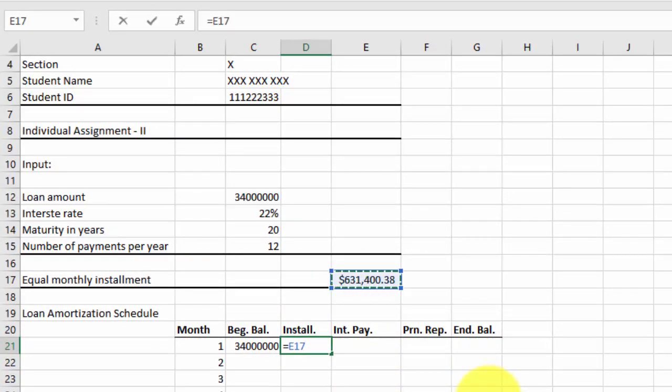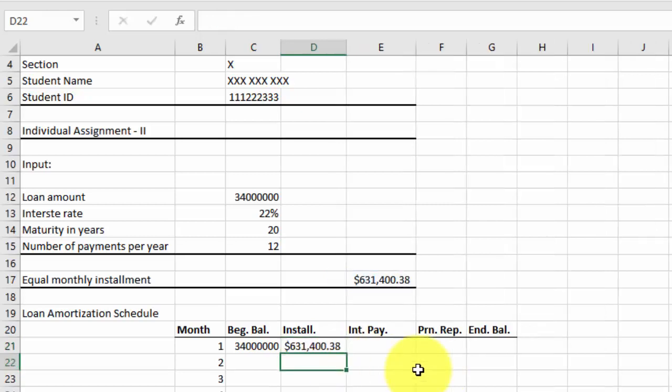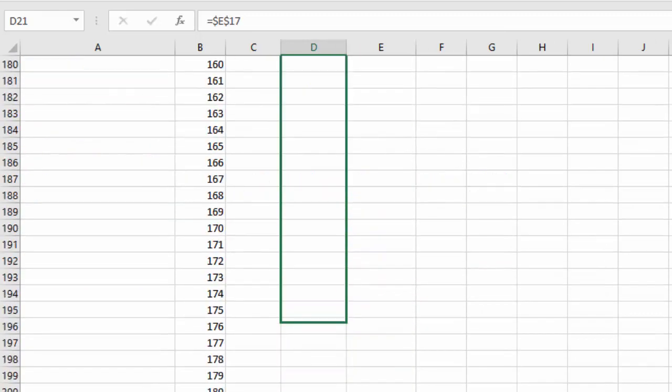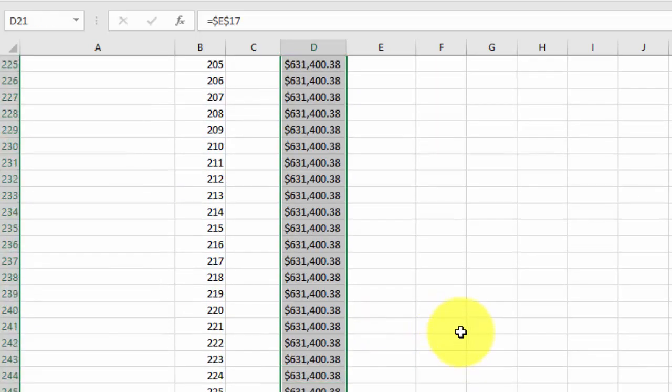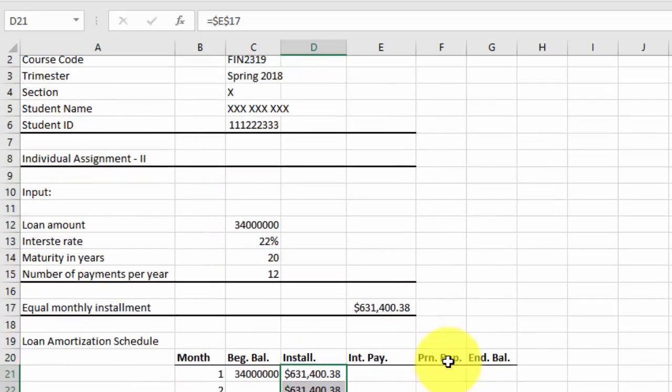Then the installment is equal to the PMT that we have calculated. Now we are going to lock this cell, because we will copy the installment until the 240th month. We will lock this cell by typing the $ sign before the column heading and before the row heading. Then we press enter, and because this will be fixed, we drag this one until the 240 months. Okay, so that is done.